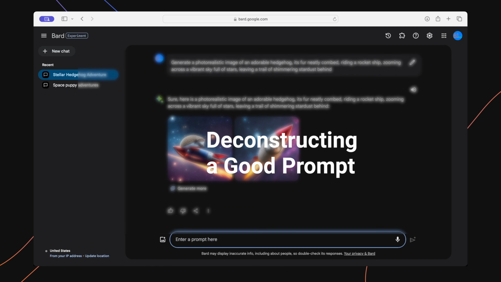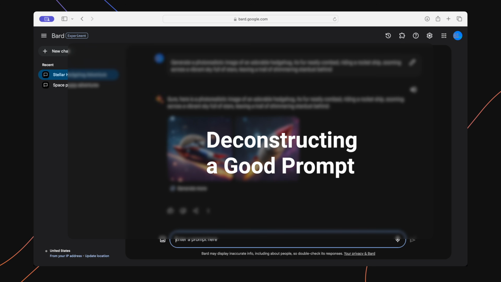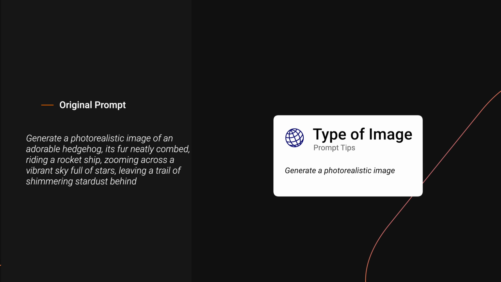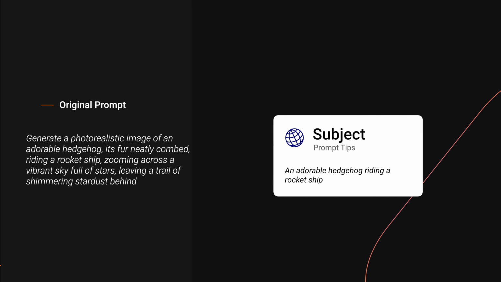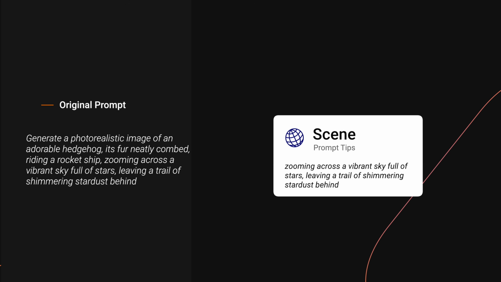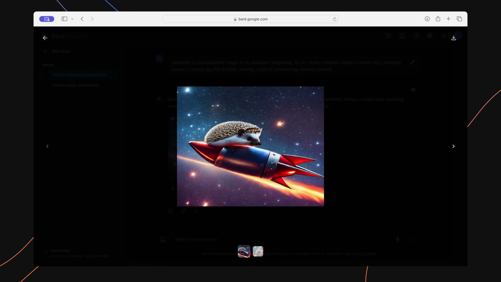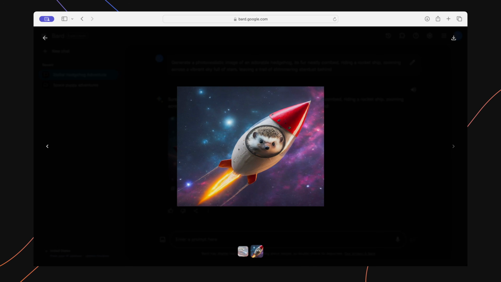I will take just a moment to deconstruct the prompt we just used, as good prompts will allow you to truly harness the image generation capabilities of Google Bard. As you can see in the prompt we used, the type of image we were looking for was generate a photorealistic image. The subject was an adorable hedgehog riding a rocket ship, and then we added refining details about the subject, such as its fur neatly combed. And then we added in the scene or setting, which was the hedgehog zooming across a vibrant sky full of stars, leaving a trail of shimmering stardust behind. Adding in details such as this really helps Bard understand what you're looking for and hopefully get you that much closer to your desired image.